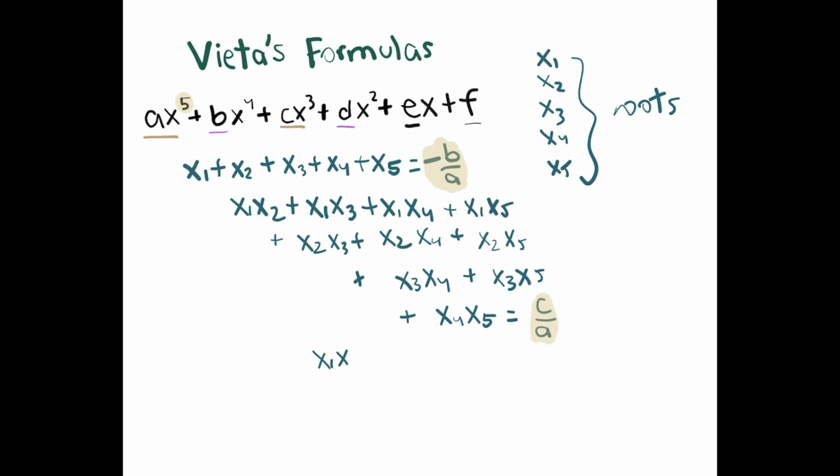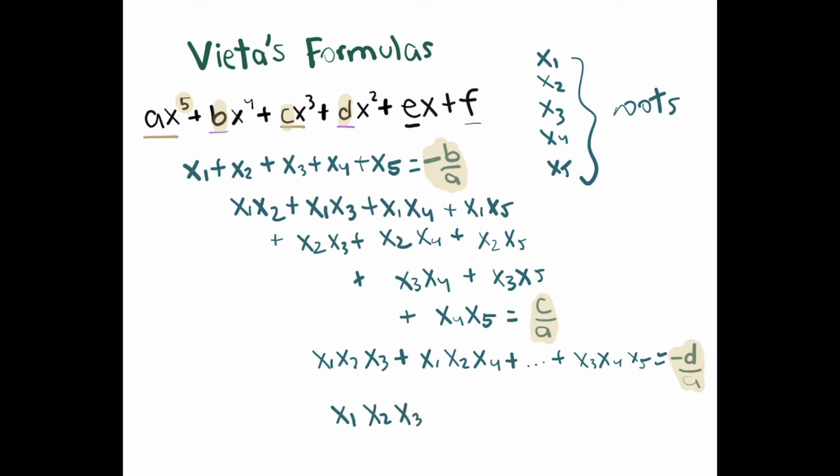Okay, next up. x1 times x2 times x3 plus x1 times x2 times x4. These are sets of 3 now instead of 2 like before. I'm not going to write all of them. Plus x3 times x4 times x5 equals negative d over a, and that's also a coefficient. So it's just a pattern of taking sets of one more number.